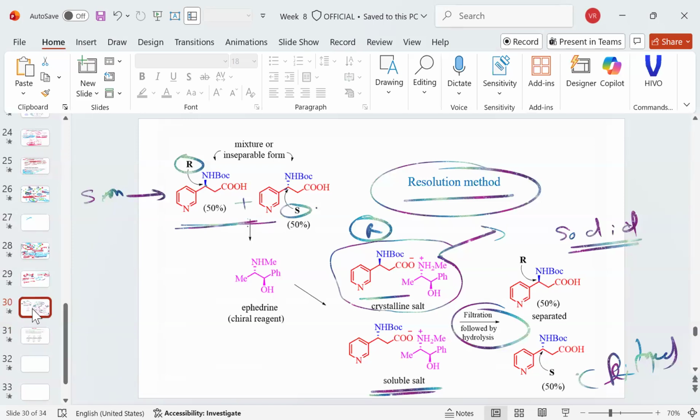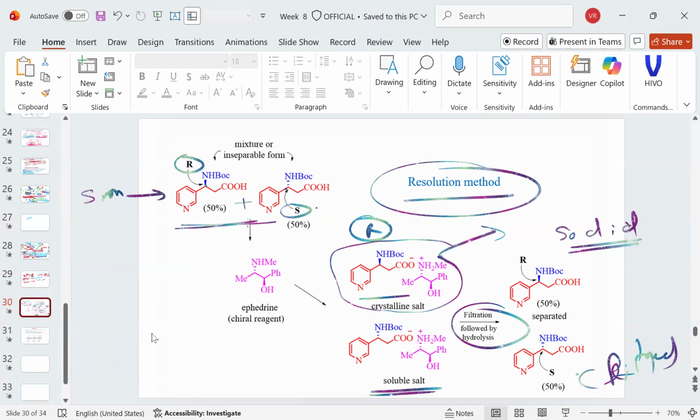So in that case, instead of using normal silica for column chromatography, you can use a stationary phase that is a chiral stationary phase. I'm not sure whether such chiral stationary phases are commercially available at low cost, at least. Commercially they are available, but the cost at this moment is quite high. Another approach is the crystallization method.